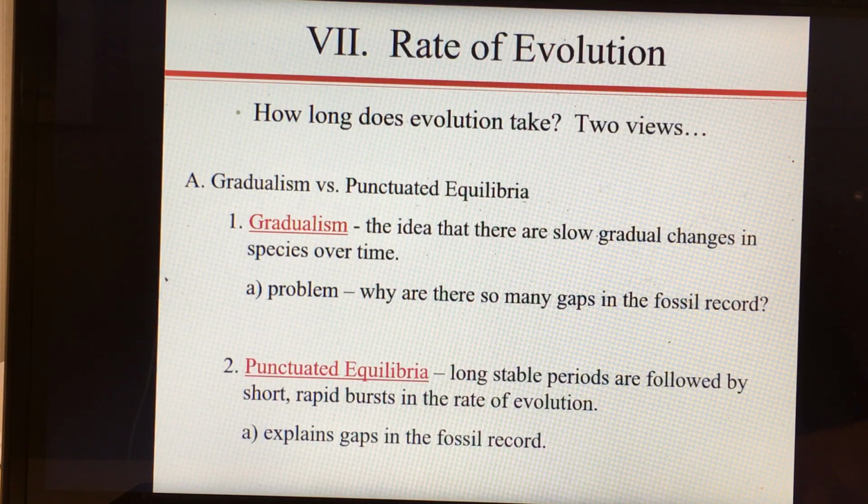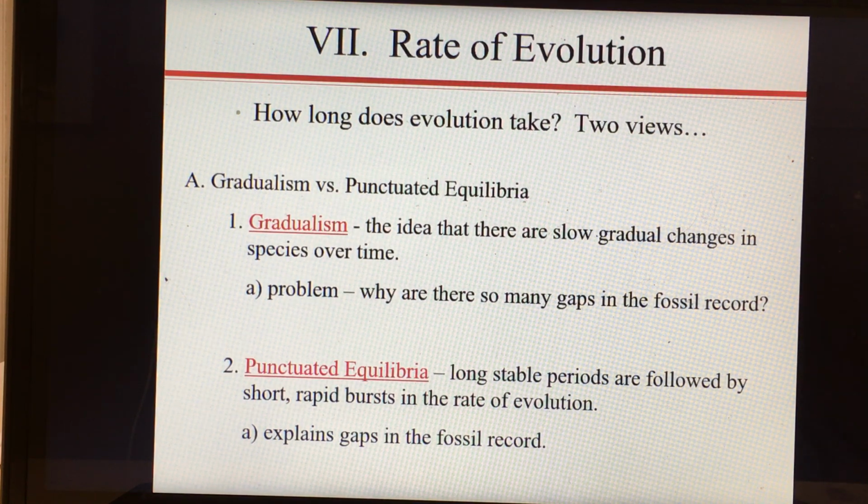The other idea is that there are long, stable periods followed by short, rapid bursts in the rate of evolution, perhaps when the environment dramatically changes. And this would at least help to explain the gaps in the fossil record. Although, of course, it is possible that we not only have not found every fossil that there is, which is actually not just possible, but it's definite.